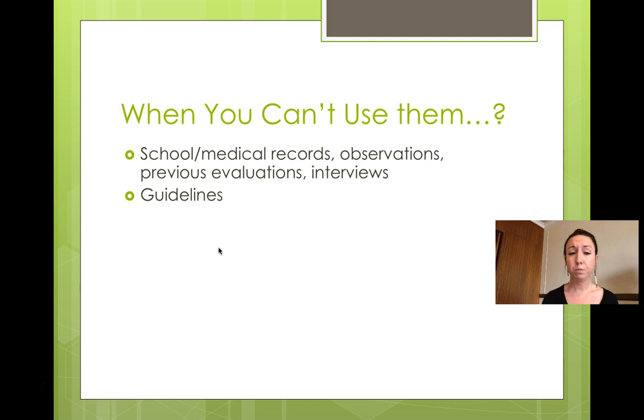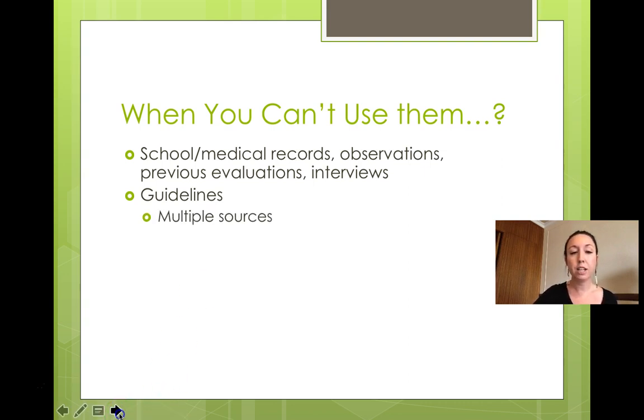So in that case, you can use school and medical records, so past history, and observations, watching an individual performing typical tasks at school or at work or at home. Previous evaluations may be able to give information about what an individual is or is not able to do in the adaptive domain, and then also interviews with the individual.